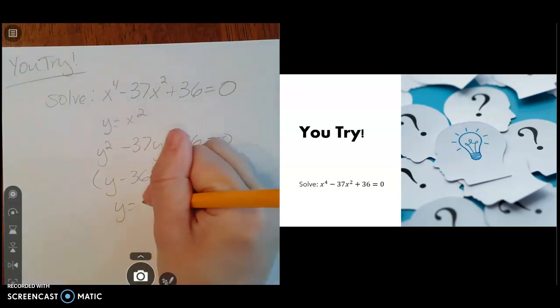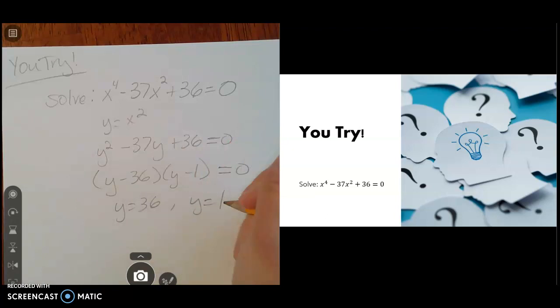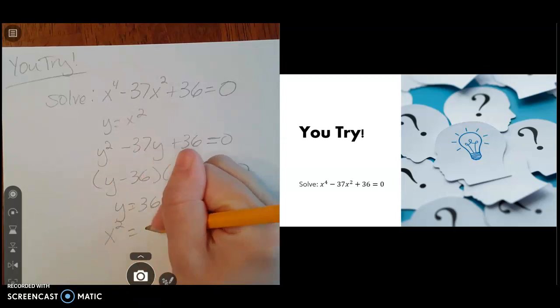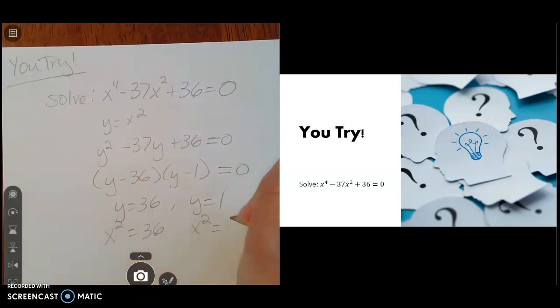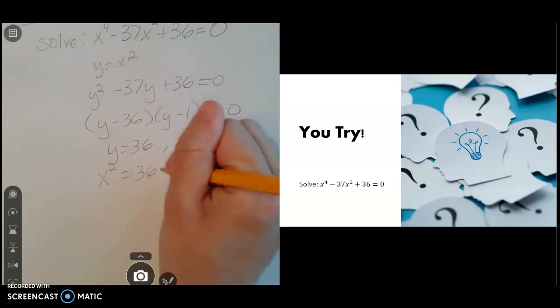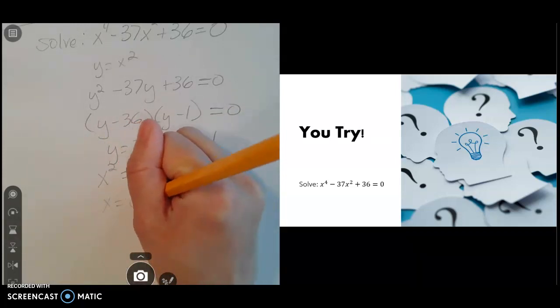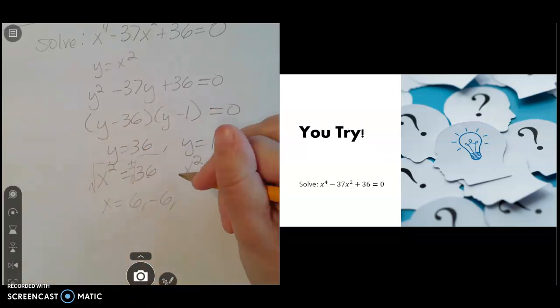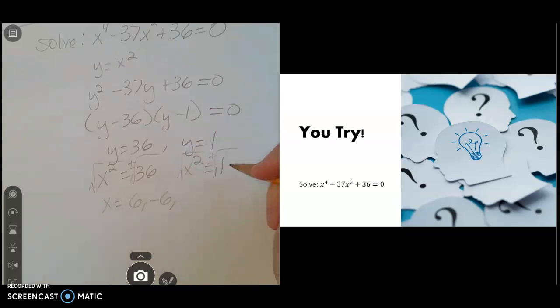And then you get y equals 36 or y equals 1. And then we can back substitute. y is the same thing as x squared, so now I'm going to have x squared equals 36 and x squared equals 1. Then we'll take the positive or negative square root of both of those. So if I take the plus or minus square root of 36, I'd have x equals positive 6 or negative 6. Remember, it's the plus or minus square root. And same thing with the other side. We'll take the square root of both sides. Just don't forget to do the positive and negative versions. So that would be 1 or negative 1. So those are your 4 answer choices on this one.